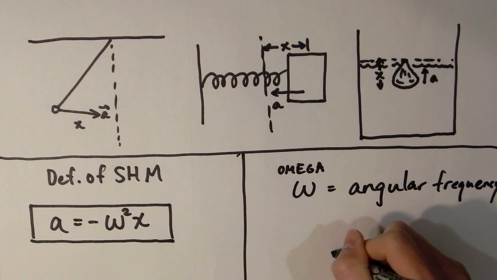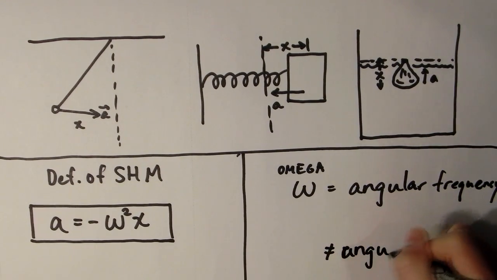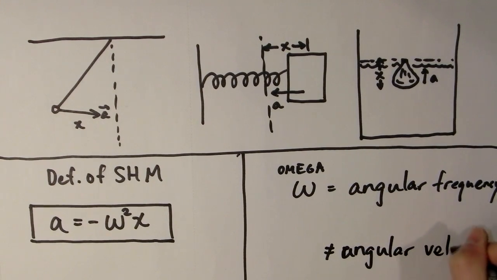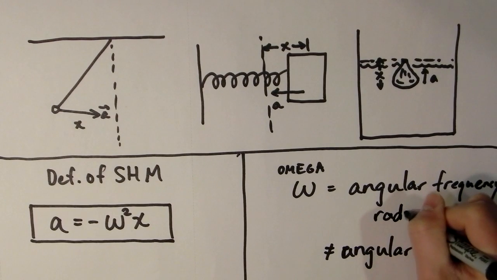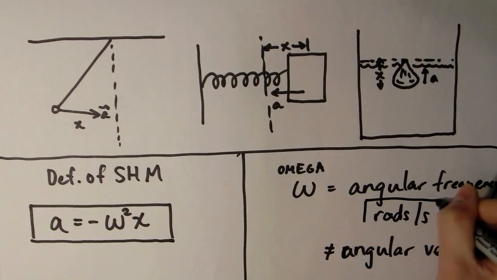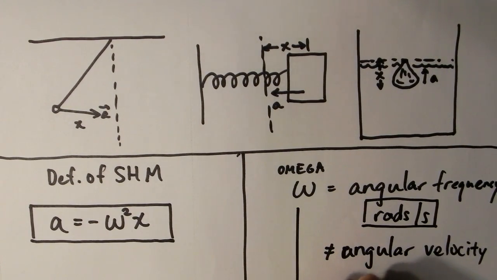This quantity, angular frequency, is not angular velocity. They're different things. They measure completely different things, even though they sound like they would be the same thing. It's also measured in radians per second, like angular velocity is. But this quantity is related to the frequency and the period of the oscillation. And it's not W, it's omega.